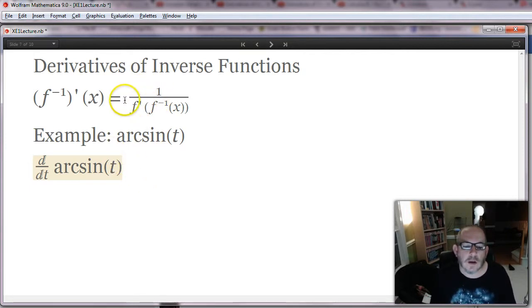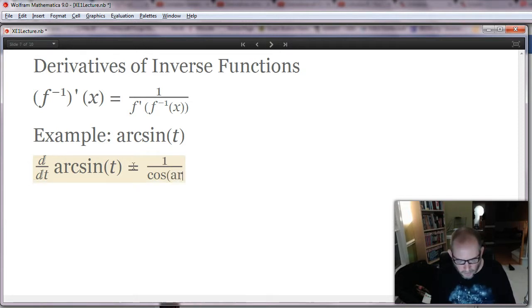All right, so we want that. What does this formula say? Well, if you're trying to take the derivative of an inverse function of something, it should equal 1 over the derivative of the original function evaluated at the inverse value. So let's try to unwind all that in this specific case. It should be 1 divided by the derivative of sine, which is cosine, evaluated at arcsine of t.